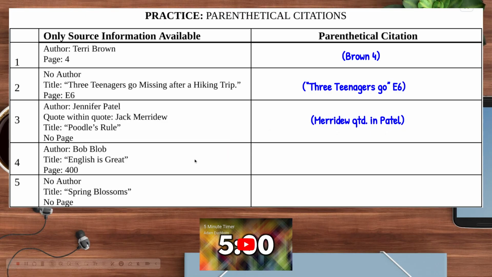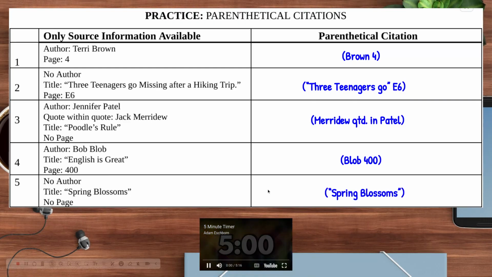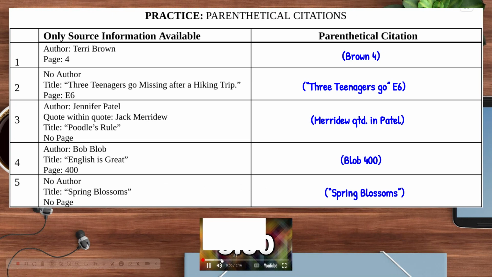For the fourth one, Bob Blob wrote an article called English is Great, and taking a quote from page 400, it would just be Blob 400. All right, the last one, again, no author. I do have the title of the article that I'm pulling the quote from, but I don't have a page number, so the directions say that I just use the article's name, right, in quotation marks to show where it came from.